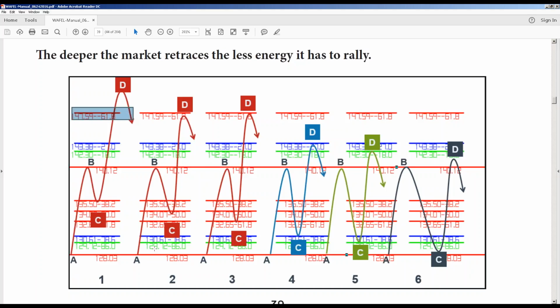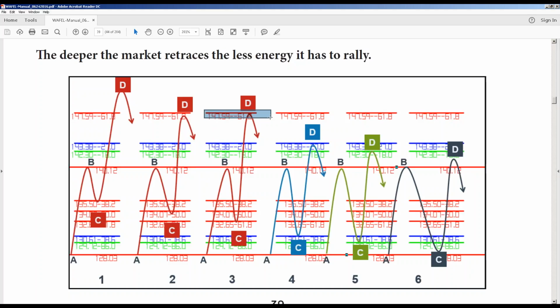Right? Here we have a second example, AB boundary. The market retraces to the 50 retracement level. Therefore, the D extension will be the 1.618. And also, if the market should retrace to the 618, the D extension will be the 1.618.